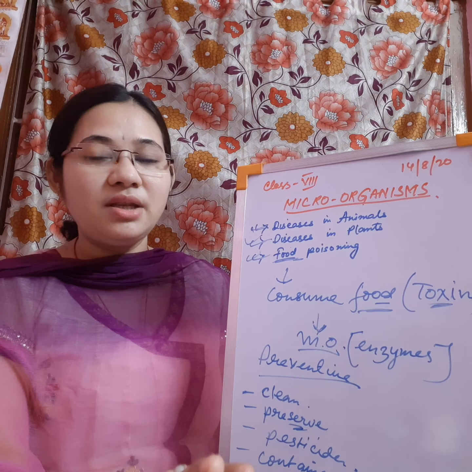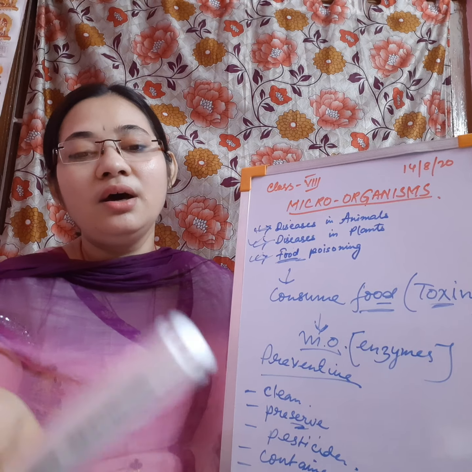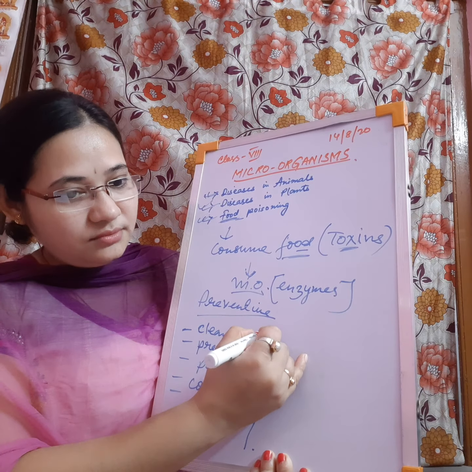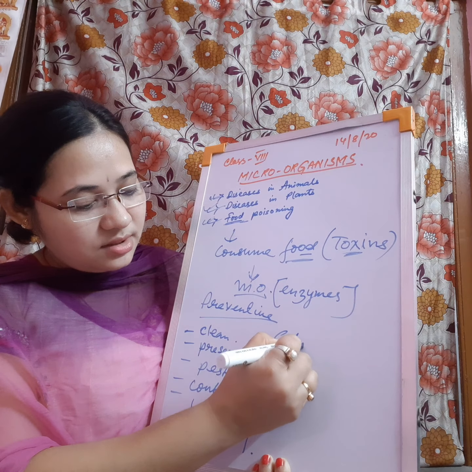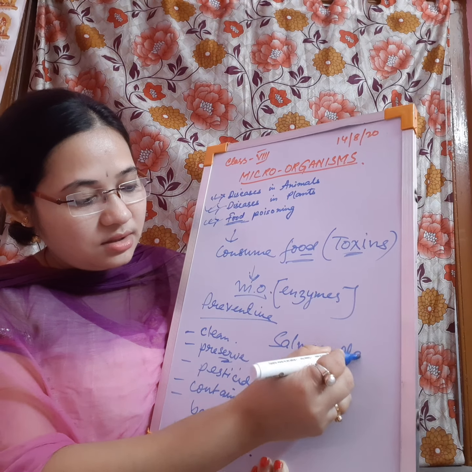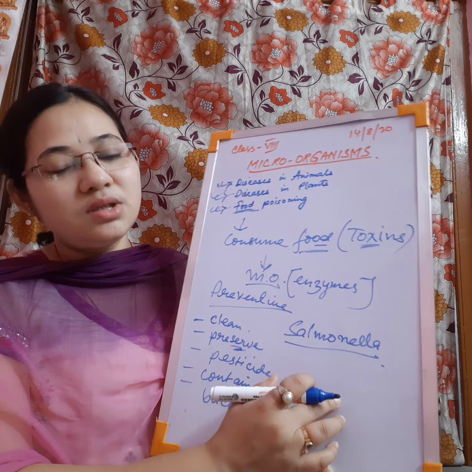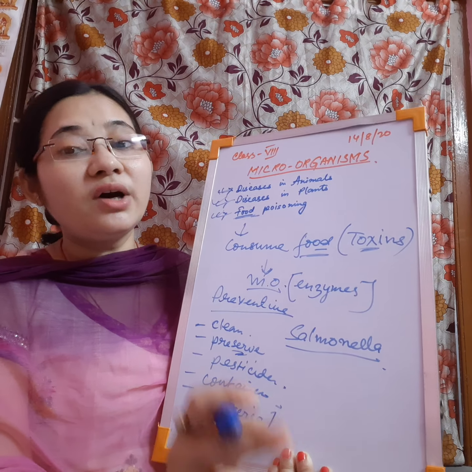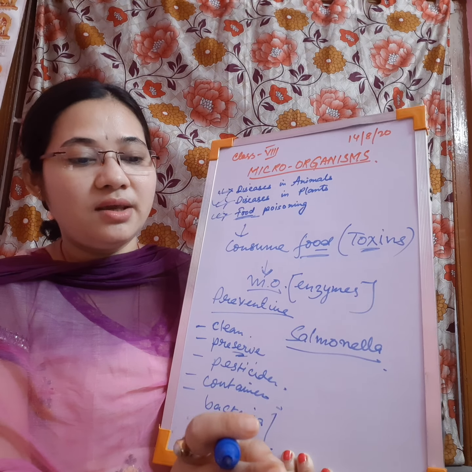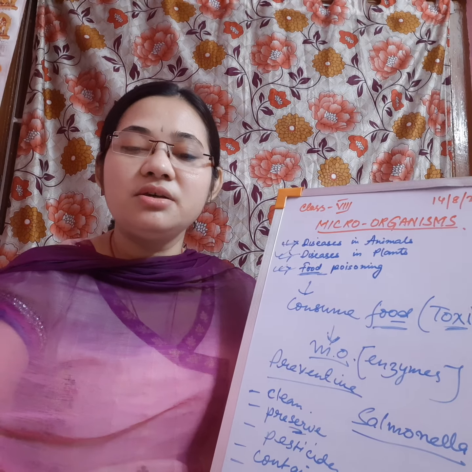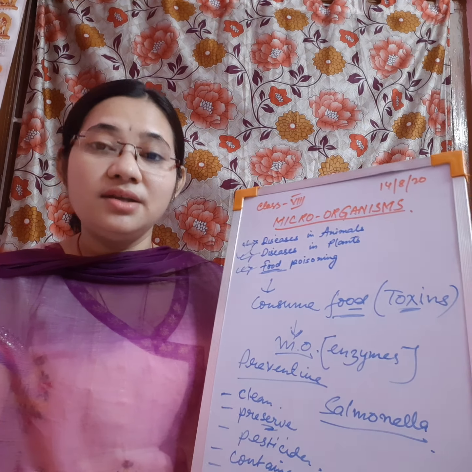Okay, so learn the spelling. These are scientific names, so they are underlined. Like Salmonella. Okay, so Salmonella is a bacteria. Staphylococcus is also a bacteria, but Aspergillus is a fungus. Okay, and Clostridium is again a bacteria. So these are some examples of microorganisms which can cause diseases in us.